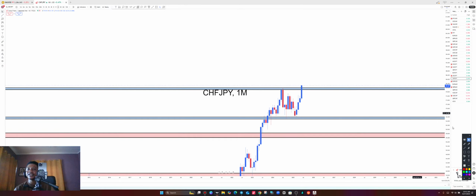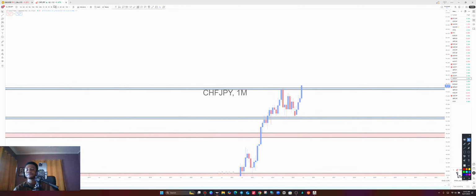On the monthly, we also have the upper zone and then the lower zone. Price has managed to break above the monthly resistance level. So where do we go? We go up continuously to the upside because there's a whole lot of buy pressure pushing price to do that. Let's take it again to the weekly time frame and add another meaning on Chef JPY.